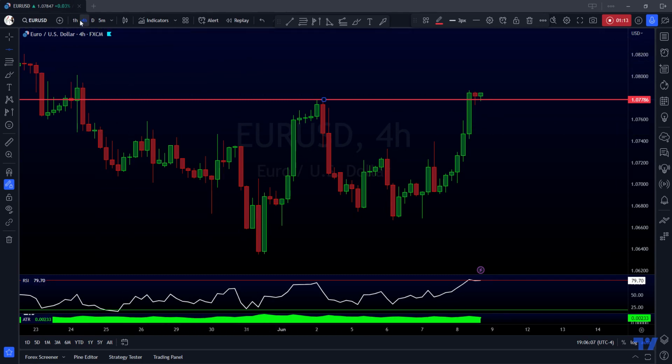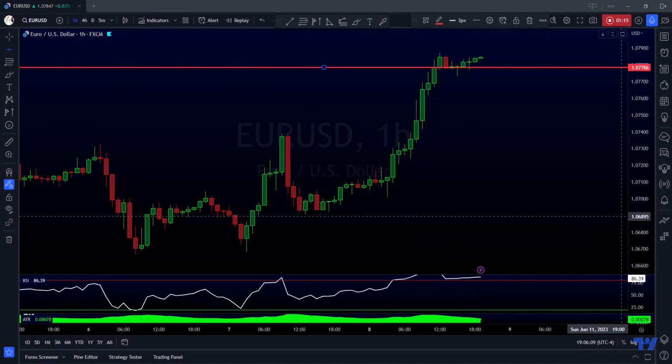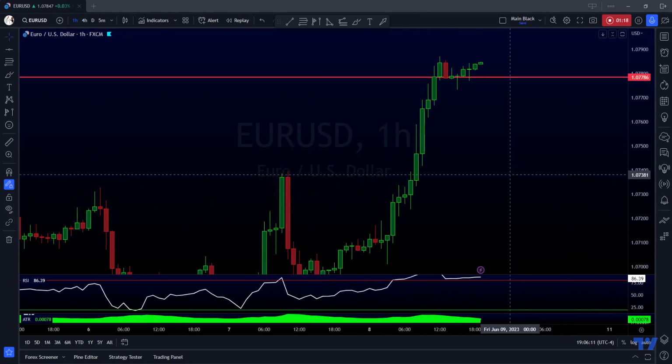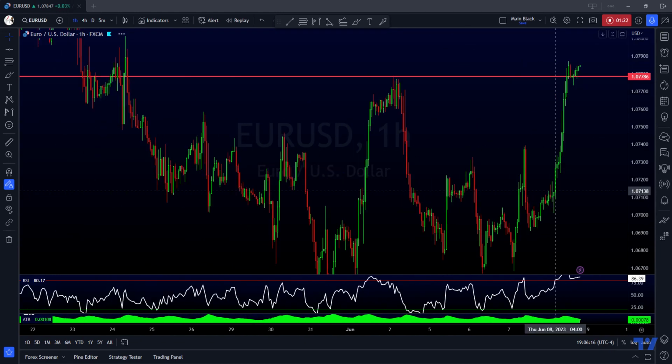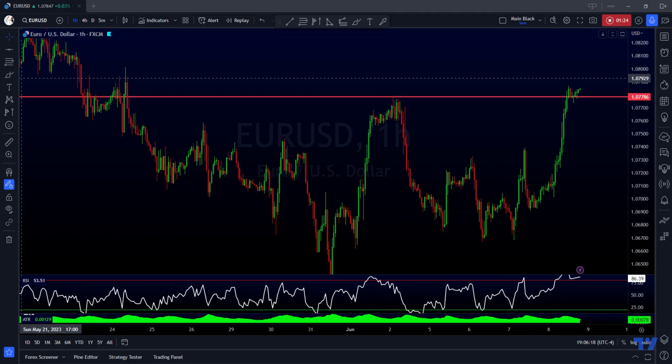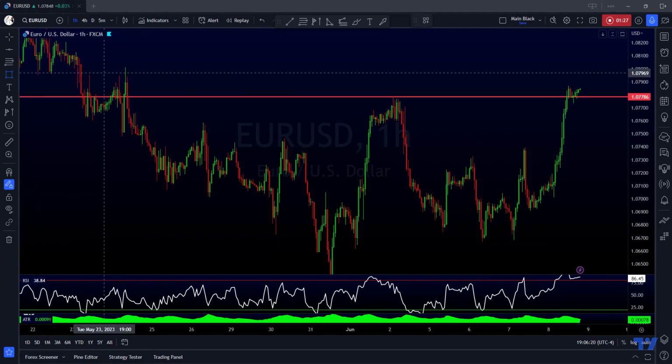Now, we're going to drop one time frame lower to the hourly just to give you a zoomed in view of what's happening here. And again, you can see the break and close above. If you look left, you're going to see there's a few different levels of structure. And to be honest with you, this was a little bit concerning.